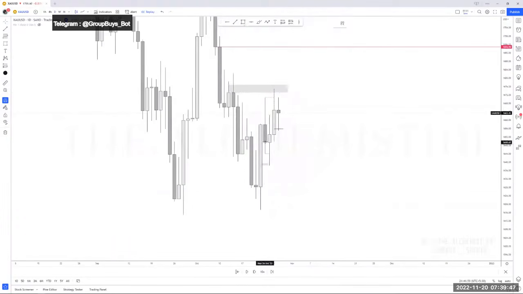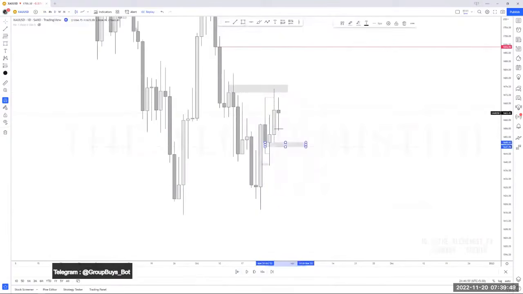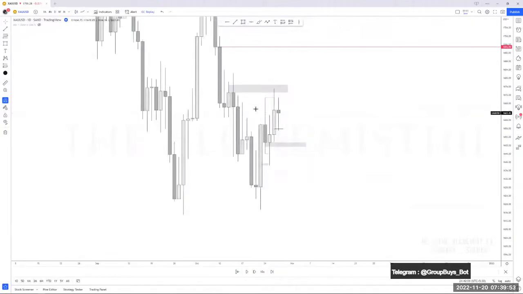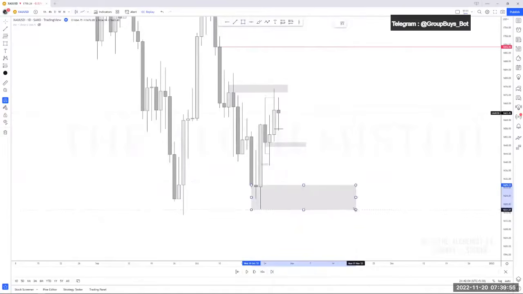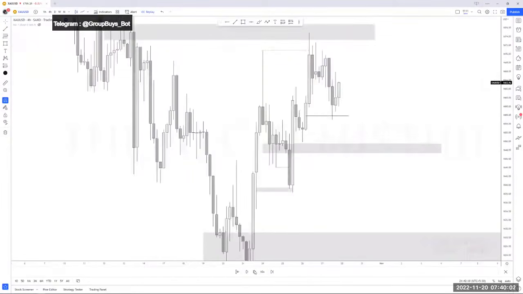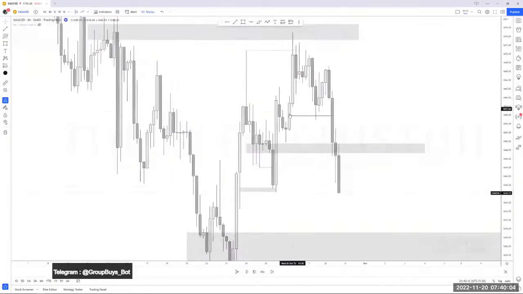Okay, so one daily zone will be here. Price did not react to this. See that? One daily zone will be here. The next daily zones will be where? Somewhere on here, these areas, right? The next daily zones will be somewhere around here. So now let's wait.